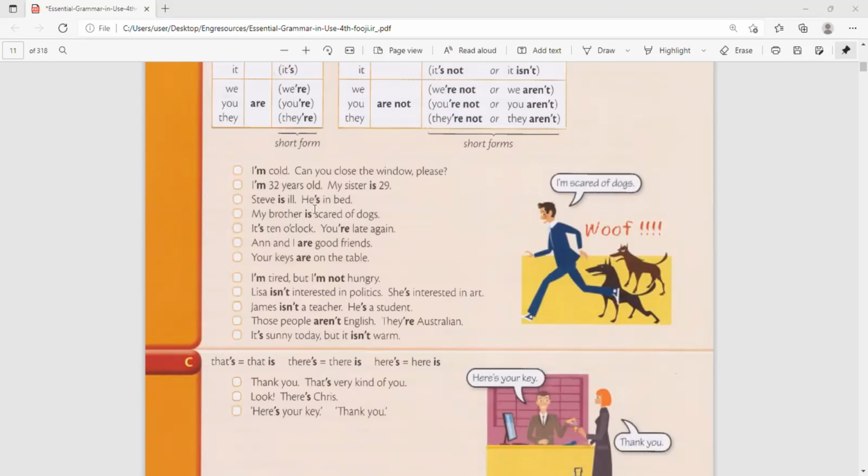He is in bed. My brother is scared of dogs. It is 10 o'clock. You always go with "are": you are late again. Anne and I, these are two people, are good friends. Your keys are, because plural, they.